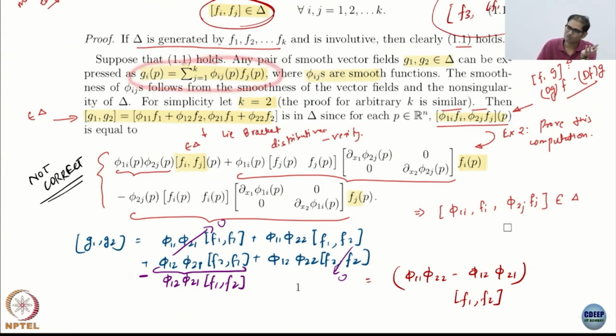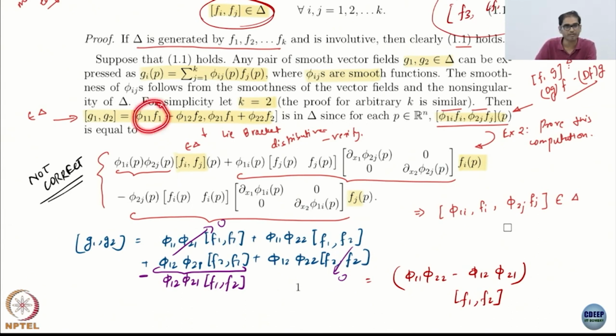Okay? I have assumed that there are only two forming vector fields, or generator vector fields, which are F1 and F2. So G1 and G2, if they are in delta, means G1 can be written as phi 11 F1 plus phi 12 F2, and G2 can be written as phi 21 F1 plus phi 22 F2. Notice phi 11, phi 12, phi 21, phi 22 are functions of x, but scalars. They are not changing the vector direction.